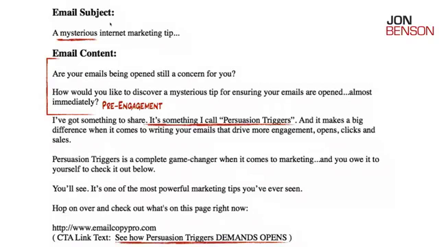Look at the bottom of the screen. See how persuasion triggers demands opens. Now, that is a really dripping NLP statement right there. That is dripping with NLP. See, that's a command. How persuasion triggers, that is the UIB. Demands opens. So when you see demands opens, it's because your brain sometimes doesn't recognize S's.